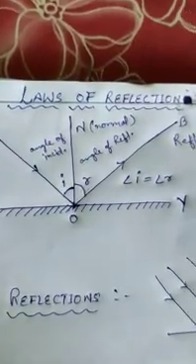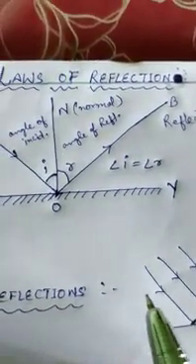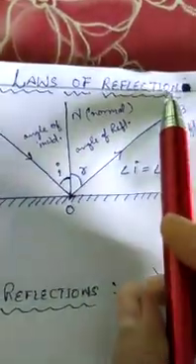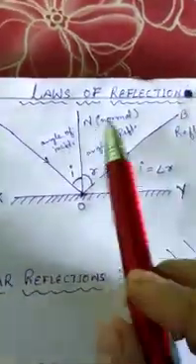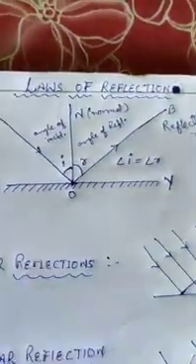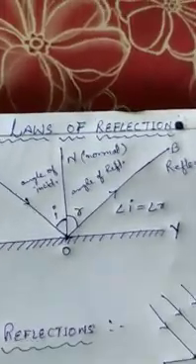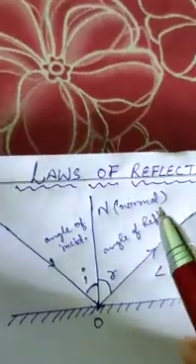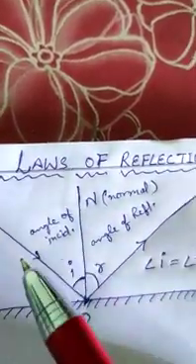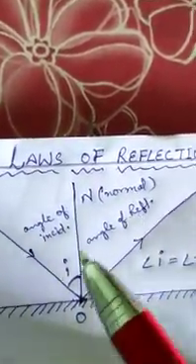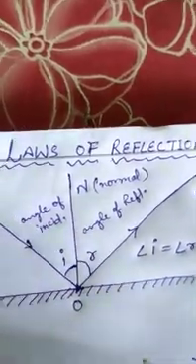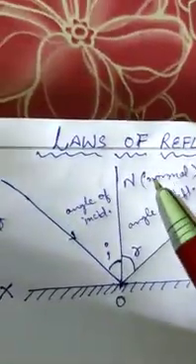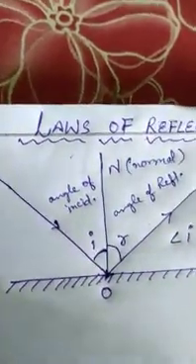Children, now we are going to start the second topic, that is laws of reflection. What is laws of reflection? Children, first you need to understand some terms related to reflection: reflecting surface, incident ray, reflected ray, point of incidence, normal, angle of incidence. Then we will describe the laws of reflection.